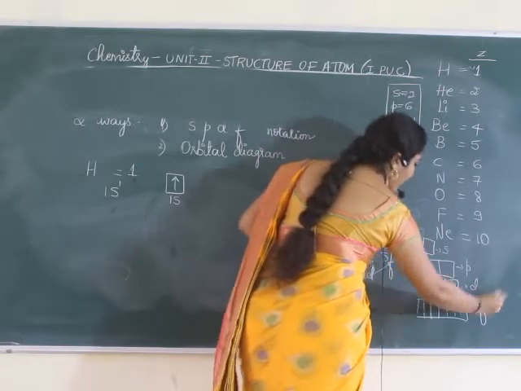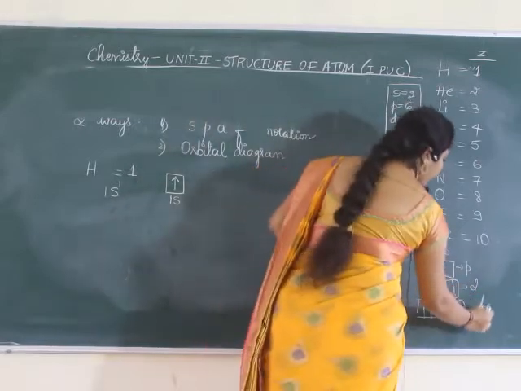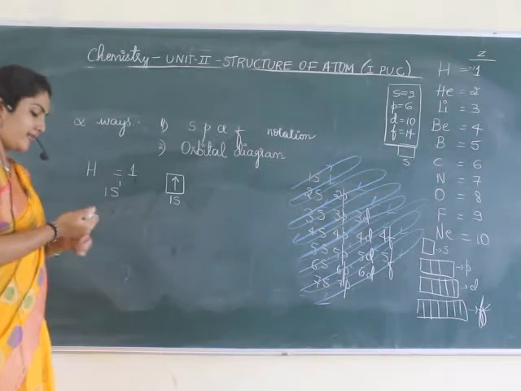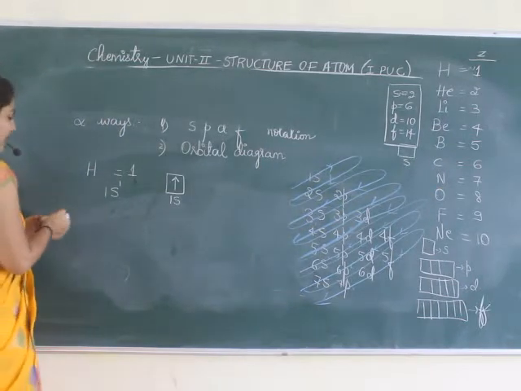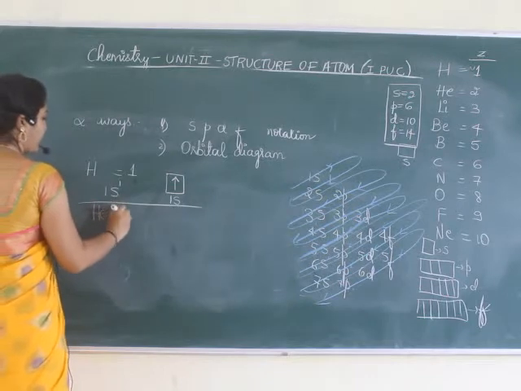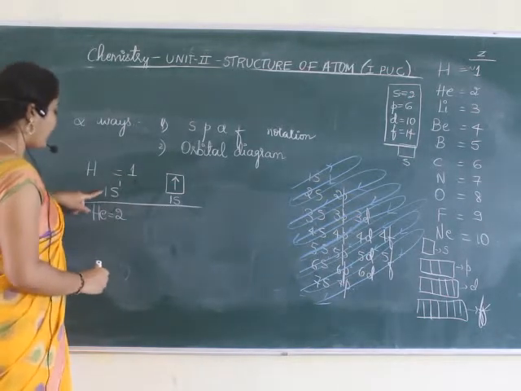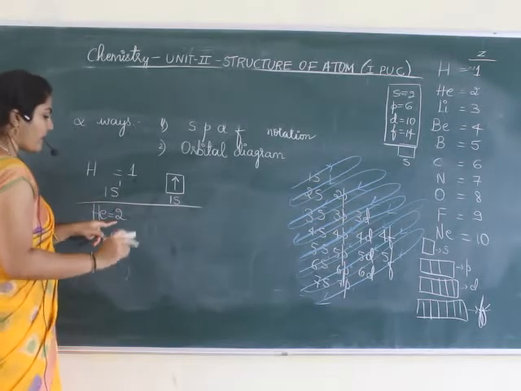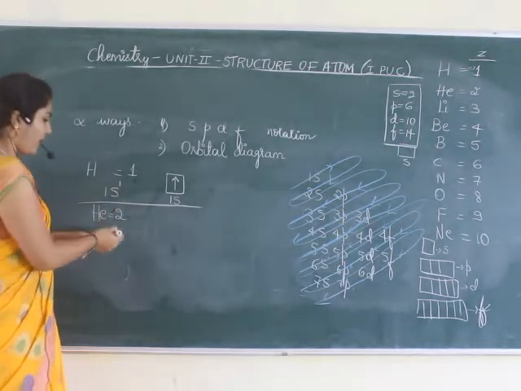This is for F orbital. Clear? Now we will write. Hydrogen is done. Next, helium. Helium atomic number is 2. So how do I write its electronic configuration? Again in 1s. That means one extra electron is added.